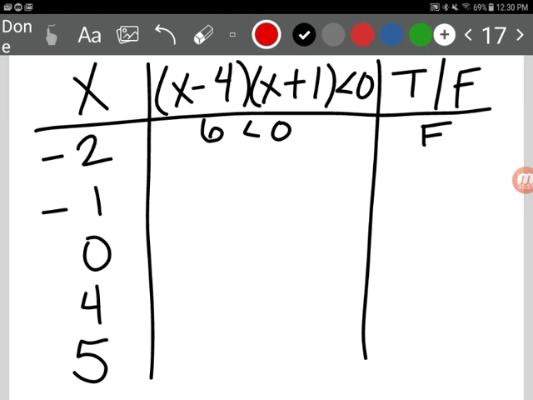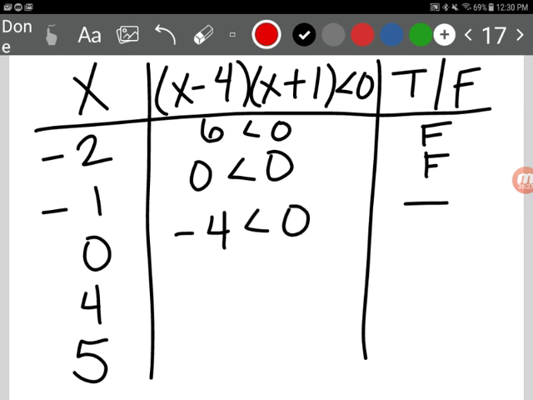Okay, so do -1. I'm going to plug -1 in everywhere I see an x. So when I plug in -1, I'm going to get 0. Is 0 less than 0? That's a false statement. 0 is not smaller than 0. They're equal. Now plug in 0 everywhere you see x. And again, you have written notes on your Evernote to see how I'm plugging everything in, so refer to that. When you plug in 0, you're going to get -4 less than 0, and that is a true statement. -4 is smaller than 0.